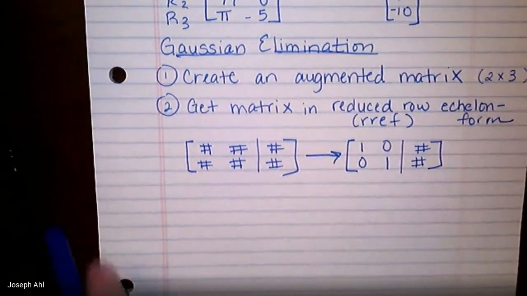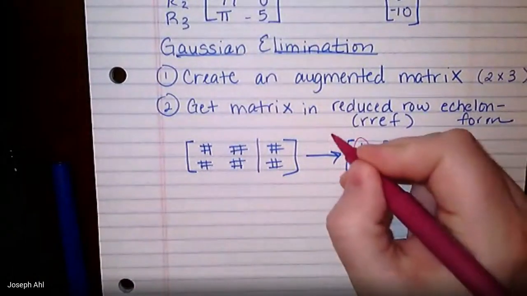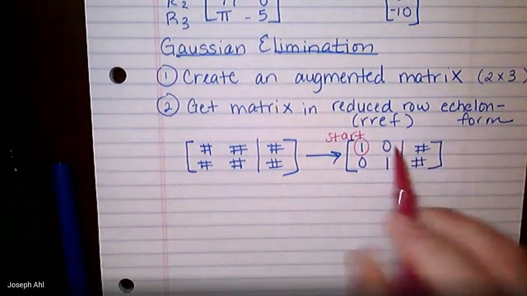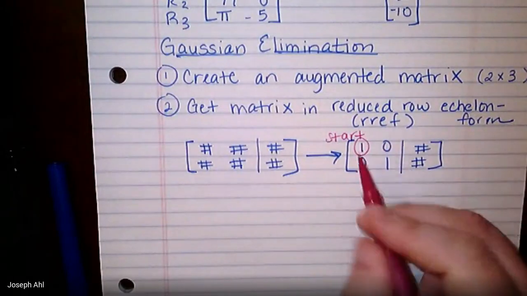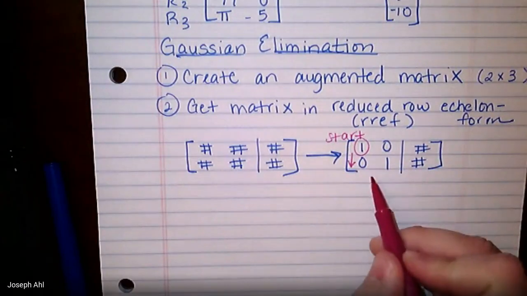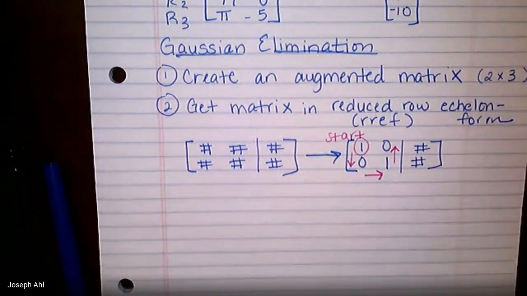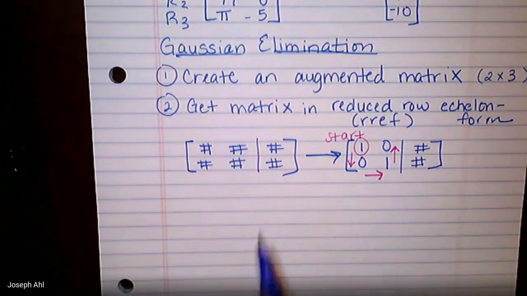There's even going to be a very specific way in which I want you to make the matrix look like this. You're going to start here and make that a 1. And then you're going to work your way around in a counterclockwise direction. So you're going to move down, make that a 0. Move across, make that a 1. Move up, make that a 0. How are we going to make all these 1s and 0s?